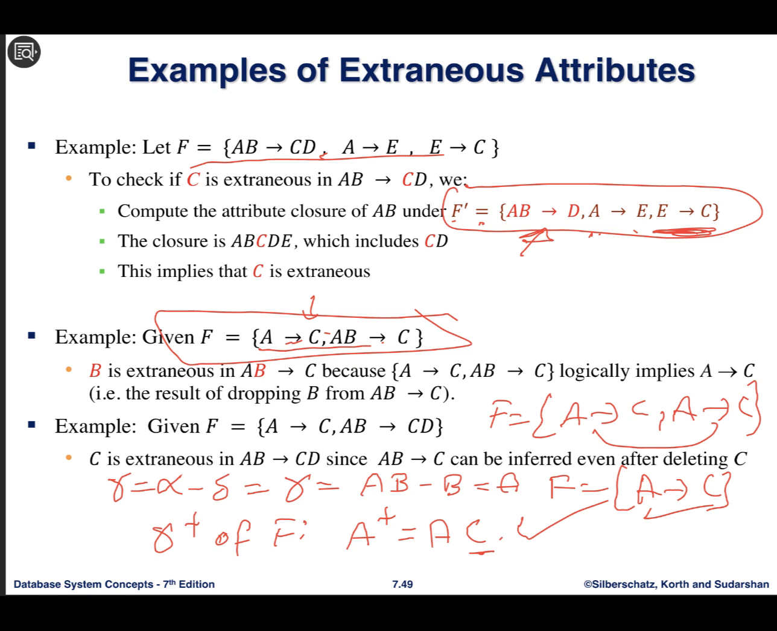Then you compute alpha closure based on F prime, the one that I updated by replacing alpha determines beta with alpha determines beta minus delta. Then after that you check whether the alpha closure contains the attribute delta that you removed or not. If yes, that means there is another function dependency we can use to reach the value of C or not. It's the same thing that we did here with the second case and what we did in the first case.